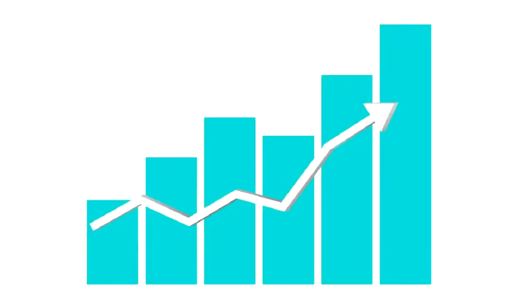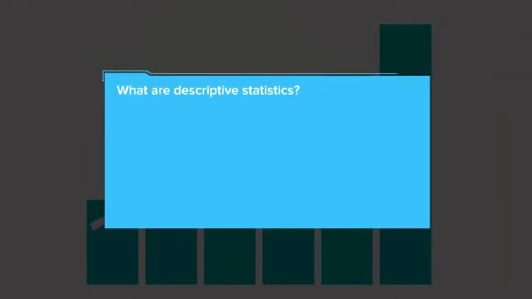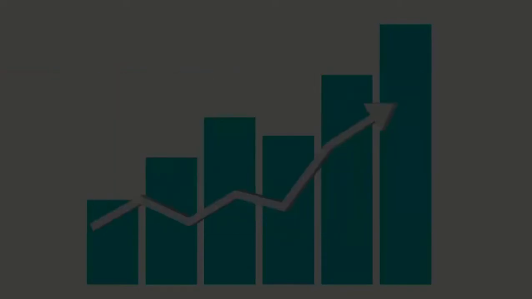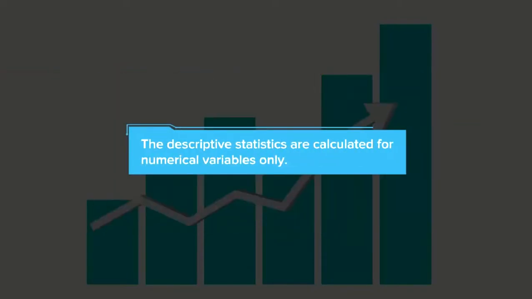Using Python, we can fetch the descriptive statistics for our dataset. By descriptive statistics, we mean the count of values for the variables, their mean values, standard deviations, minimum values, maximum values, and the 3 percentiles, namely first, second, and third. The descriptive statistics are calculated for numerical variables only.